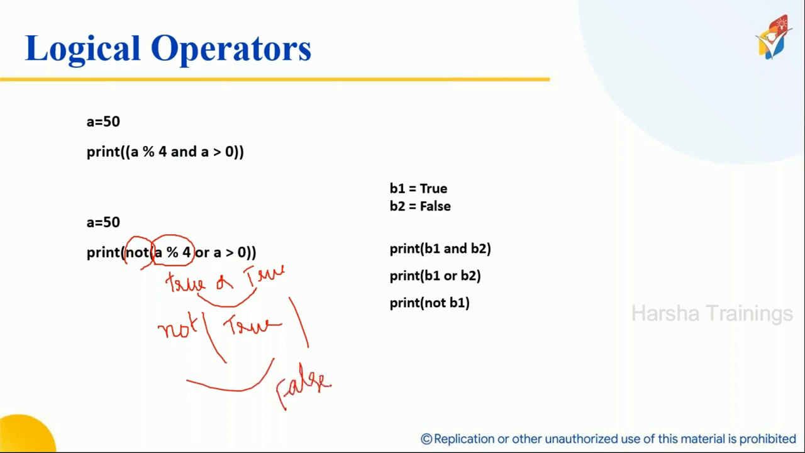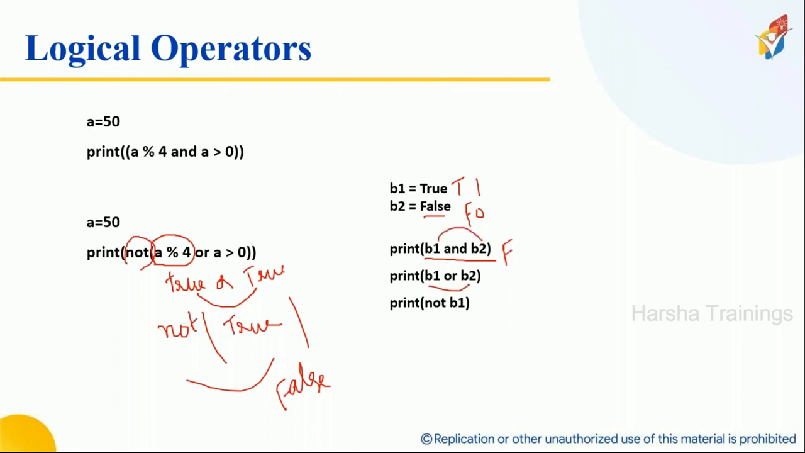Clear? Now I will ask, you have to say this. B1 equal to true. This is true, means 1. B2 equal to false. This is 0. Can you please answer me fast? B1 and B2, the and operation. False. Yes, by default it is false. And means both should be true.